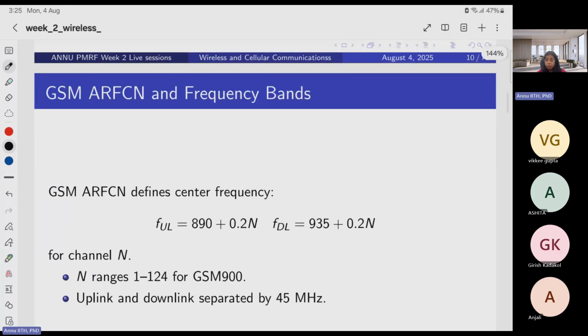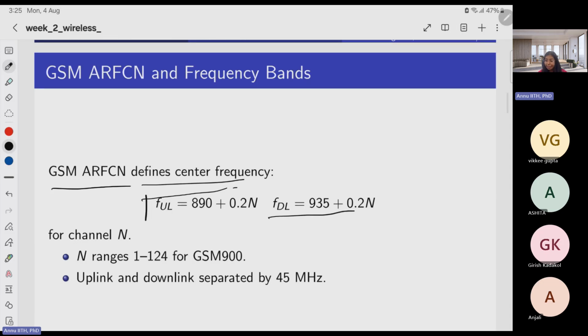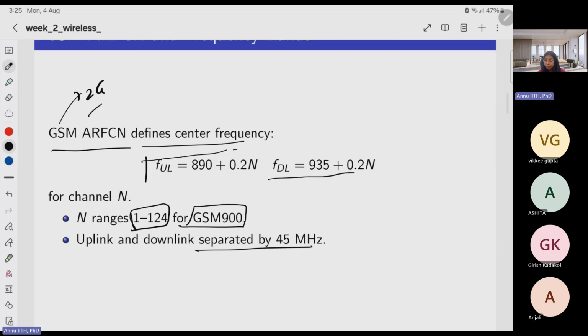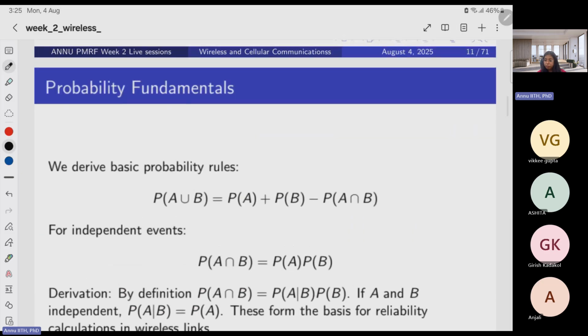Also the GSM frequency band. It has a defined frequency band, where F uplink is 890 plus 0.2n, and F downlink is 935 plus 0.2n for any channel n, where n ranges from 1 to 124 for GSM 900. GSM is used in 2G. Uplink and downlink frequencies are separated by 40 to 45 megahertz. You should know that, that's why I have created a slide for it.